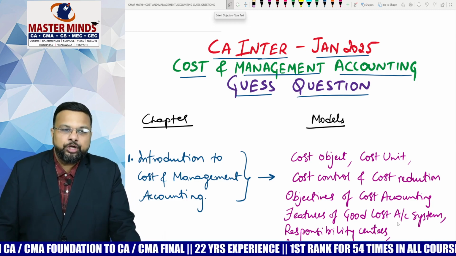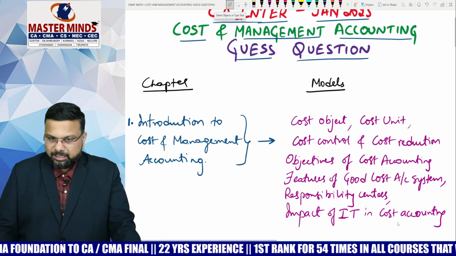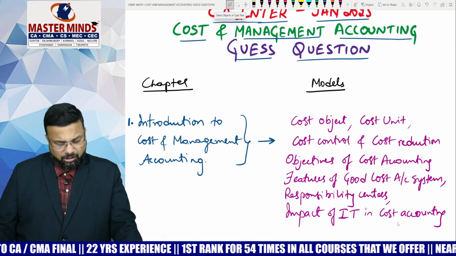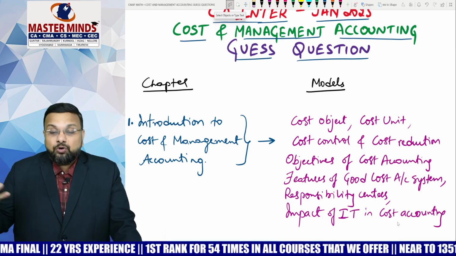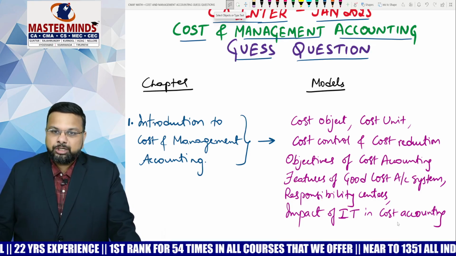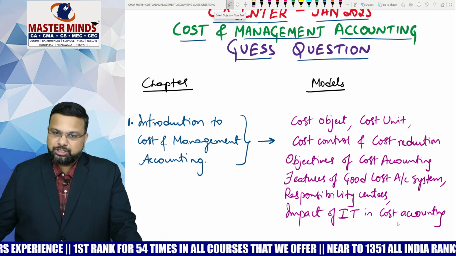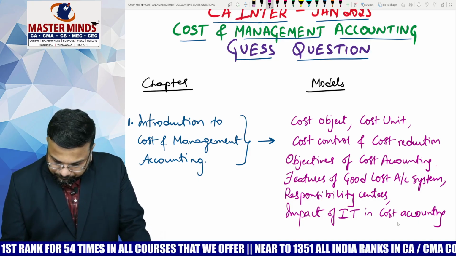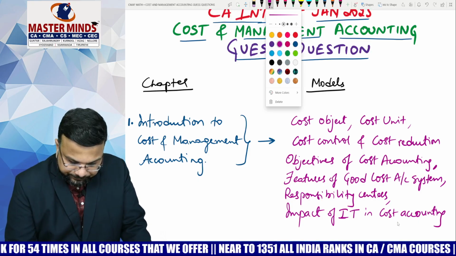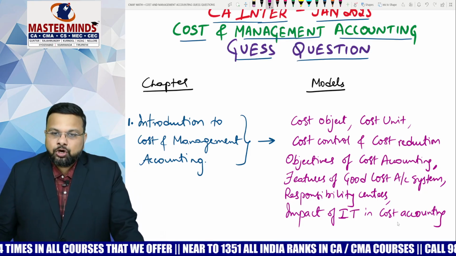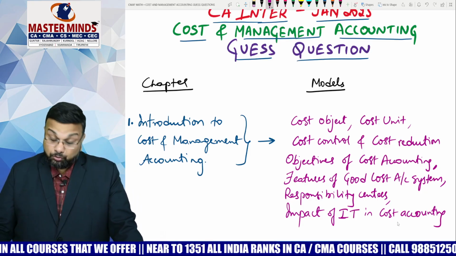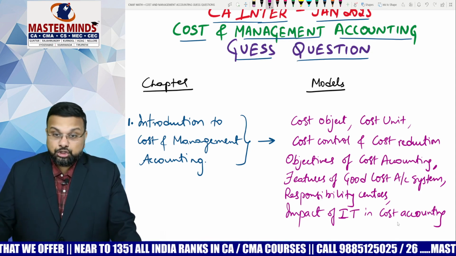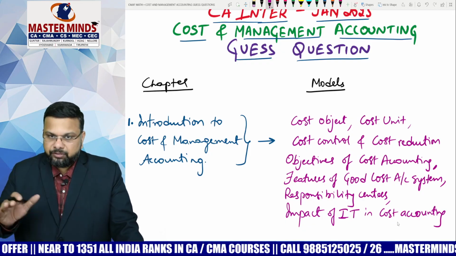The first chapter is Introduction to Cost and Management Accounting. It's a theoretical chapter and there are some models or topics that you shall prepare. You should be thorough with it so that you can answer questions easily. First are cost object, cost unit, cost control and cost reduction, then objectives of cost accounting, features of a good cost accounting system, responsibility centers and impact of IT in cost accounting. We are expecting at least a theory question from these models.